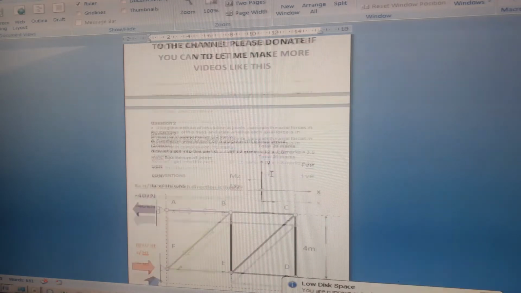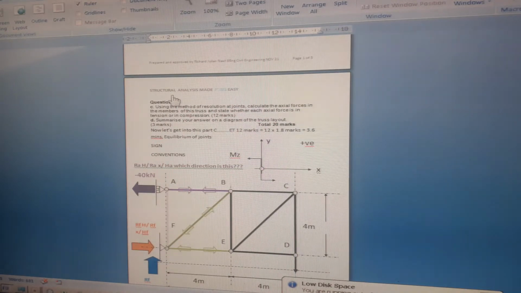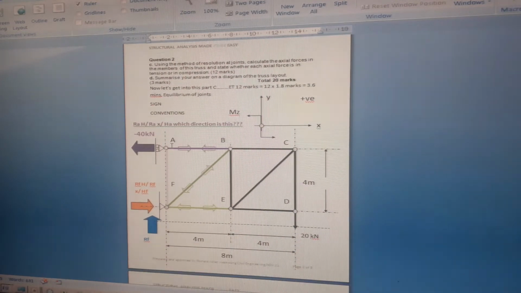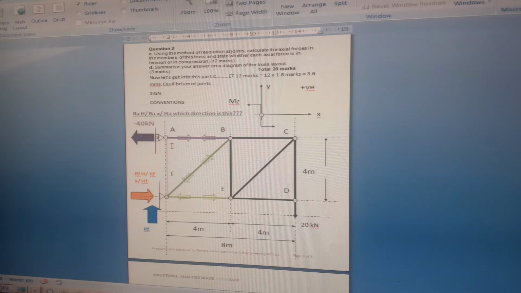So, okay, let's get back into it. Here is the truss, and this is part 3. So in parts 1 and 2, we got the support reactions: RAH is minus 40, RFH was 40, RF was 20, with a single point load at D of 20 downwards.